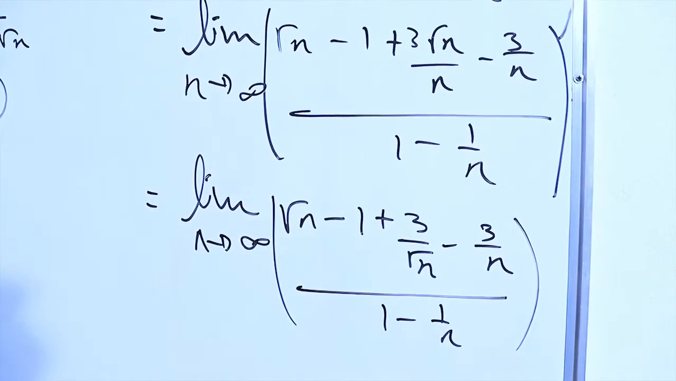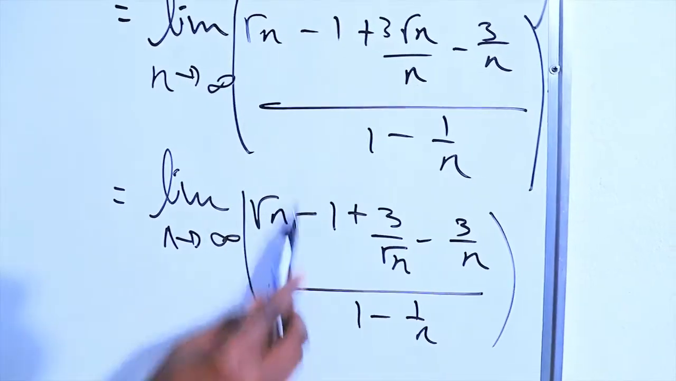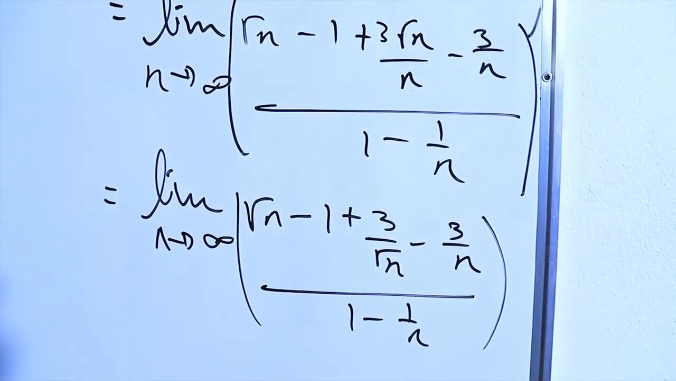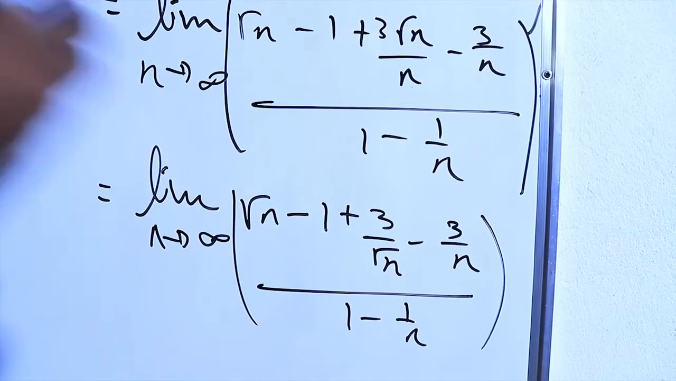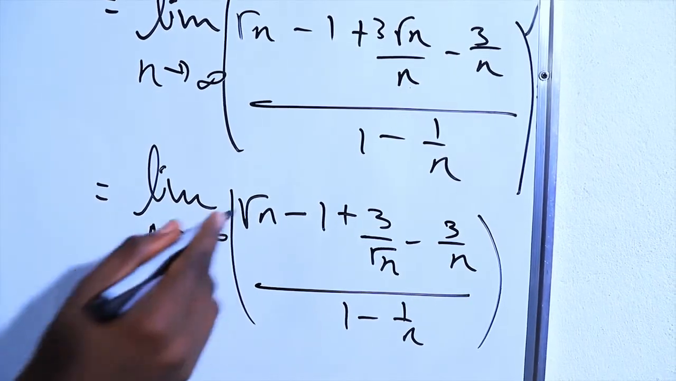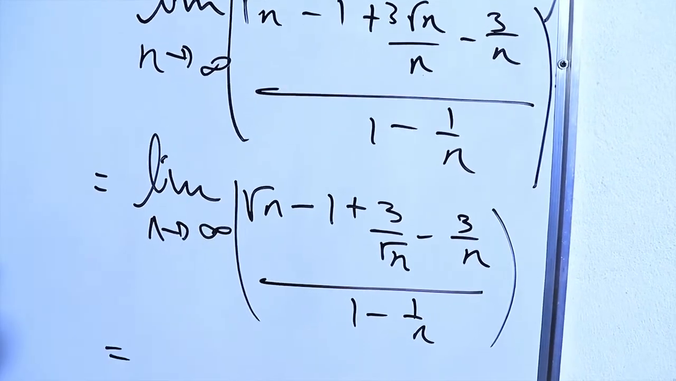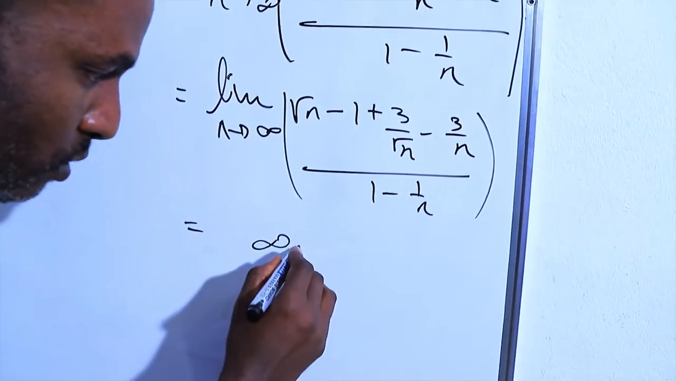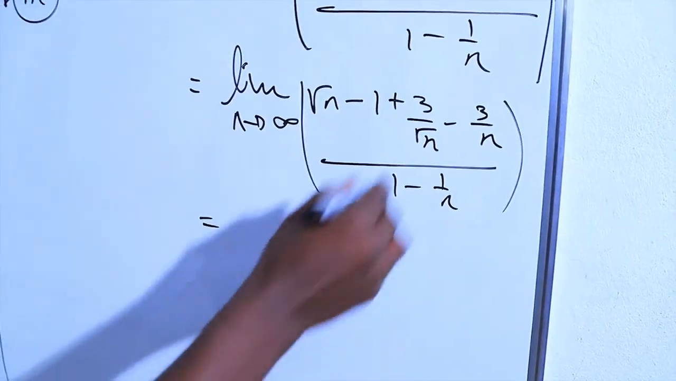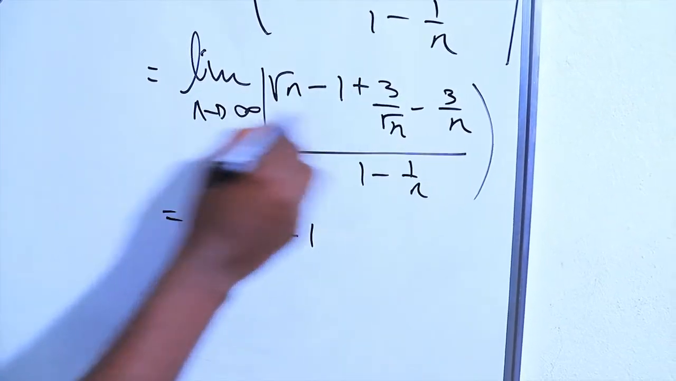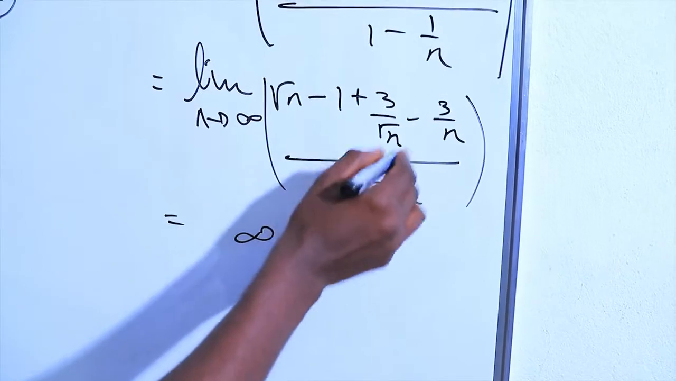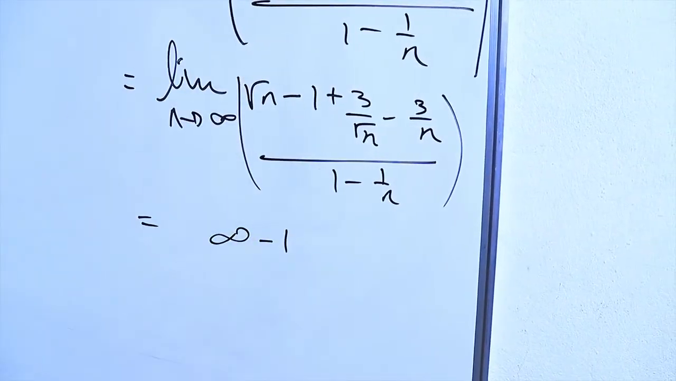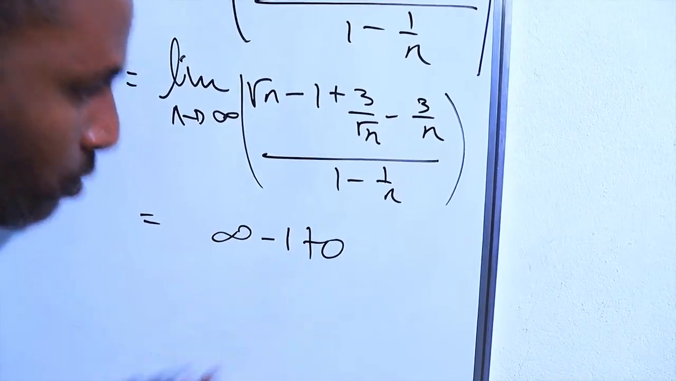Now when I apply the limit, this becomes the value of radical n. When the value of n becomes larger and larger, the value of radical n also becomes larger and larger, increasing without bound. Therefore this becomes radical n minus 1, which is a constant, and 3 over radical n, when n tends to infinity, since radical n becomes larger, 3 over a larger number becomes 0, so the result is equal to 0.